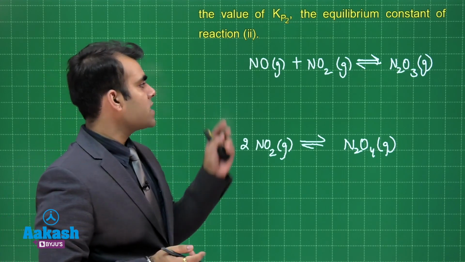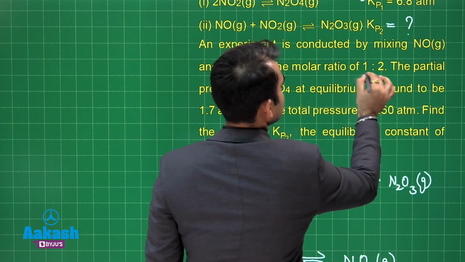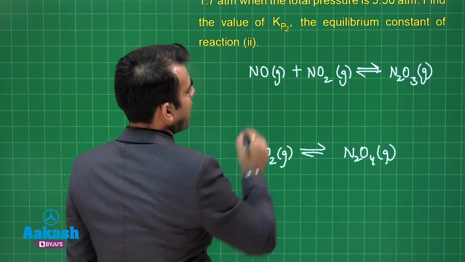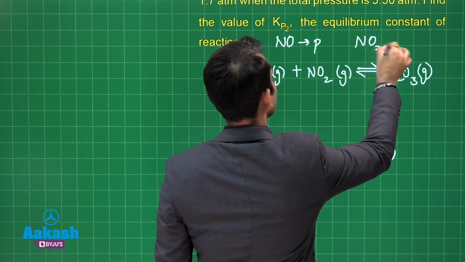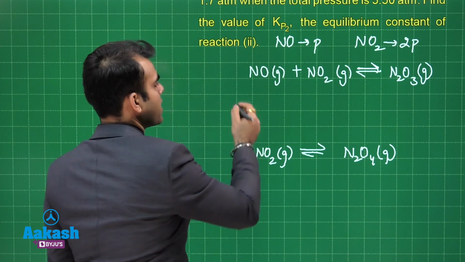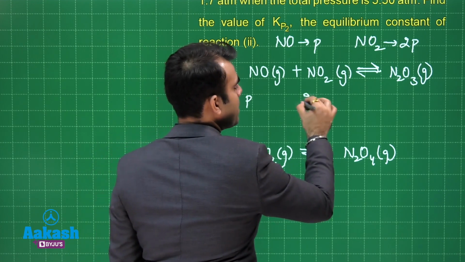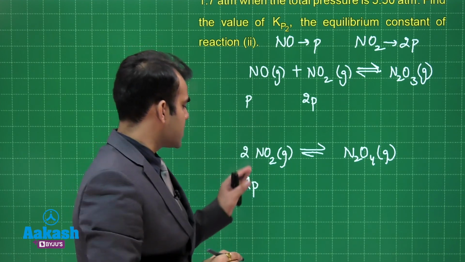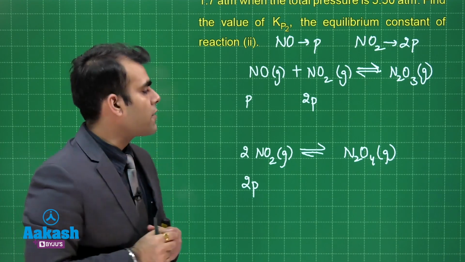Now it has been given to us that NO and NO2 have been taken in the ratio of 1:2. So let's say I take the pressure of NO as P, then the pressure of NO2 will ultimately become 2P. So initially let's say I have P pressure of NO and 2P pressure of NO2. We will write this 2P everywhere because the two reactions are happening in a particular vessel.